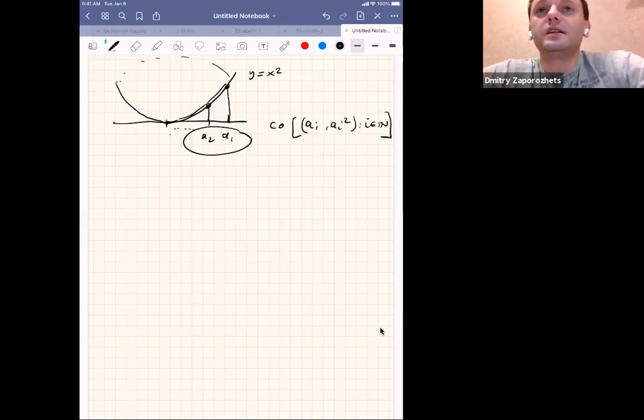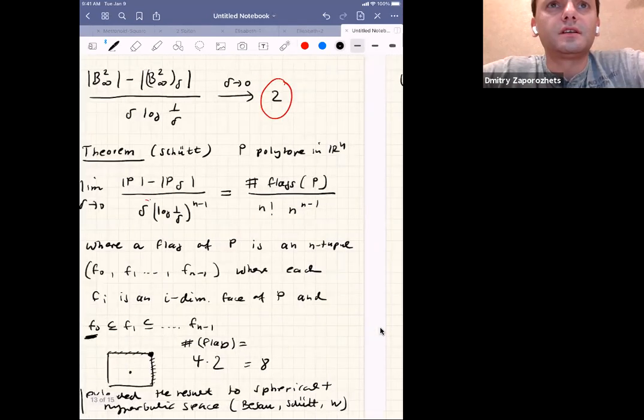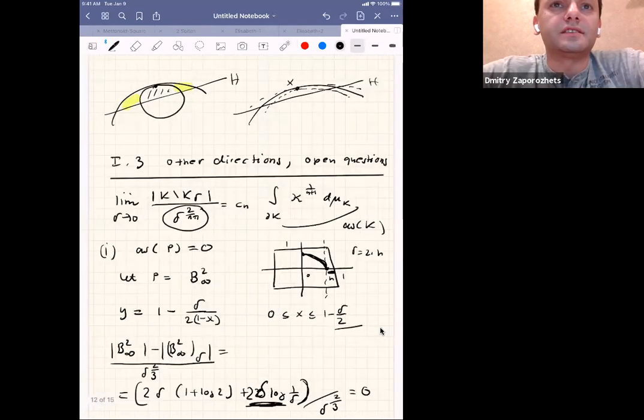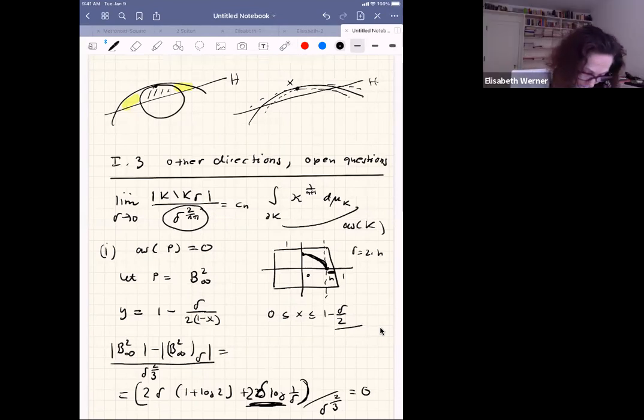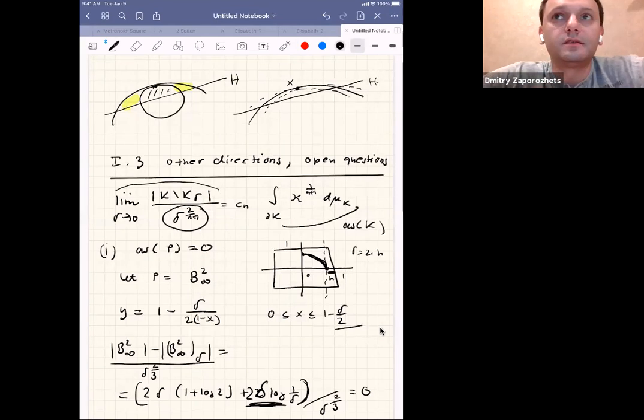I have one small question. Can you switch three pages back? Yes, this one. Assume that we don't know this identity in the middle of the page, and we don't know the result of Carsten about the polytopes, and know only the definition of the floating body. Is it obvious that the left-hand side, this limit for the polytopes, is zero, just from the definition? Is it easy? You mean if we have a polytope, is it obvious that this is zero?